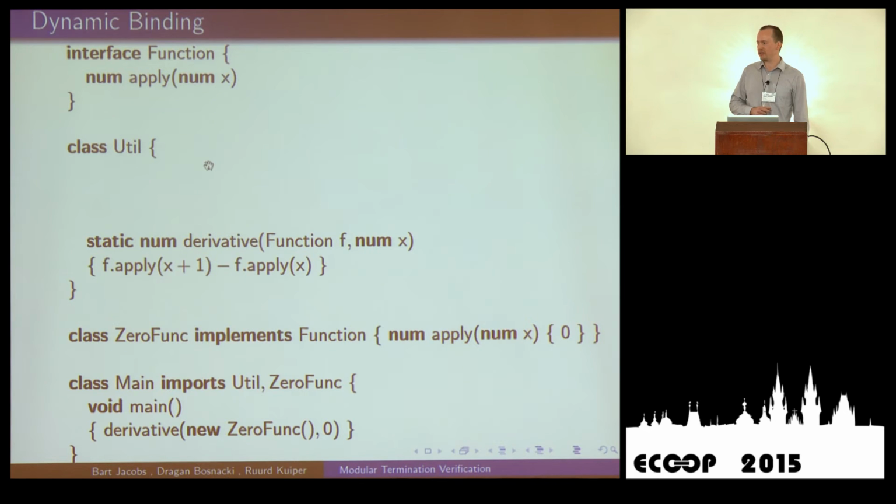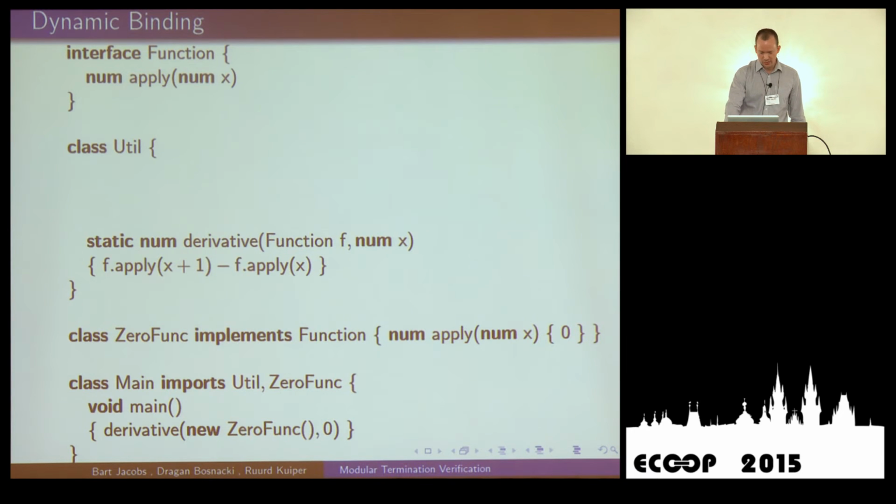Now, how to do modular verification of such a program? In particular, how to modularly verify the derivative method. So to reason modularly about a dynamically bound method call like f.apply, we're not going to look at the method to which this call is dynamically bound, but we're going to look at the statically resolved method, so at Function.apply. And we're going to assign a specification to interface methods as well as class methods. And to reason about dynamically bound methods, we're going to check that they are correct with respect to the specification of the interface. And then for each method that overrides or implements an interface method, we're going to check it against the interface method's specification.